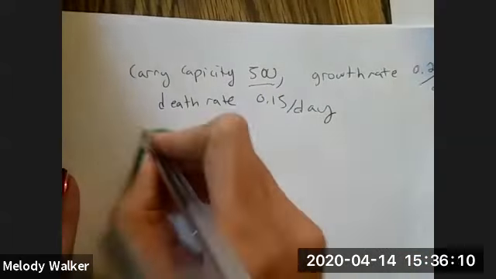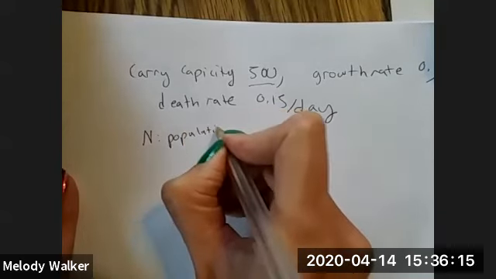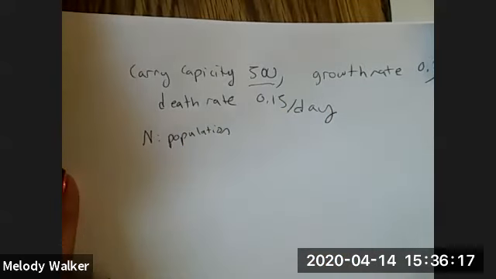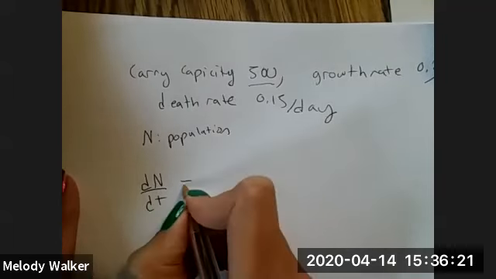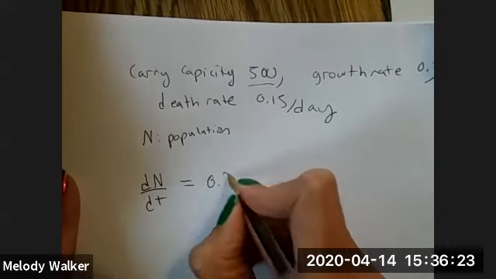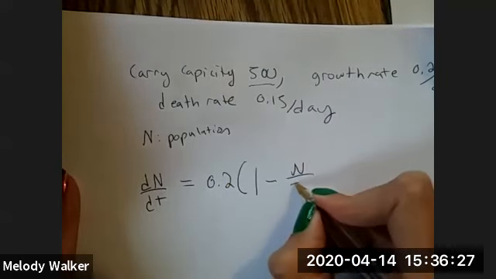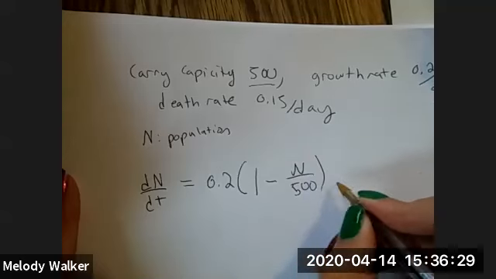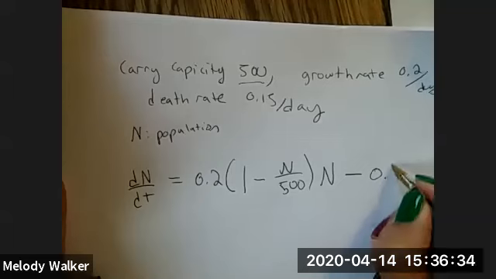So let's go ahead and let N be our population. So this is a rate of change. So the change of the population, we have our growth rate times our carrying capacity value, which is divided by that carrying capacity, times the value. Then we have minus this extra death rate.